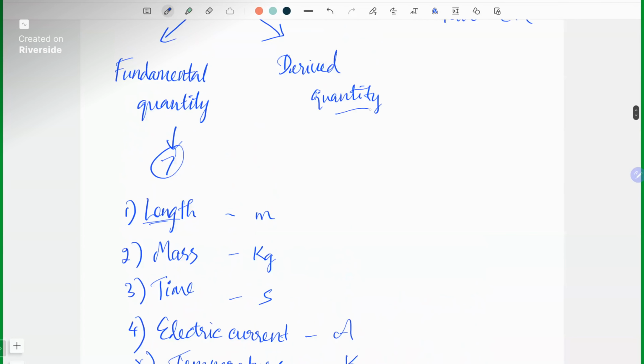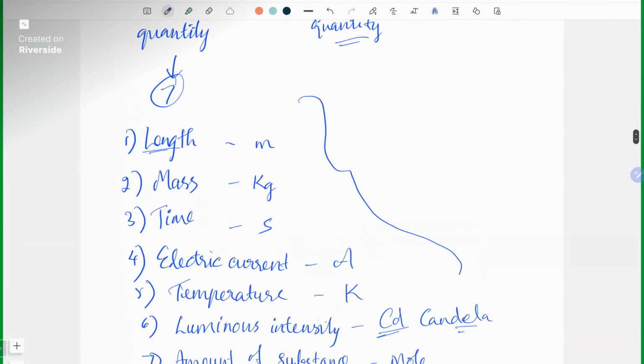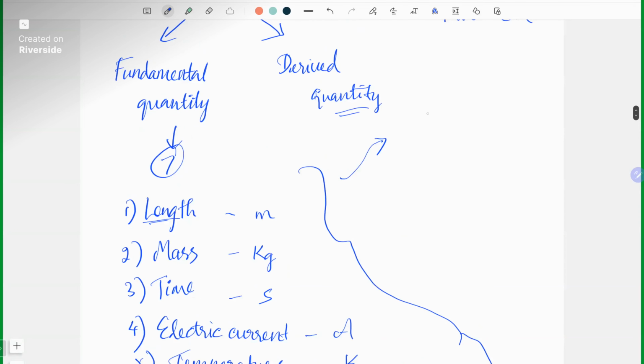And derived quantities use these fundamental quantities, one or two or even more fundamental quantities, to derive the derived quantities. For example, speed. Speed is distance by time. Two fundamental quantities are used to derive this physical quantity, which is speed. So this is a derived quantity. I think you're all clear.